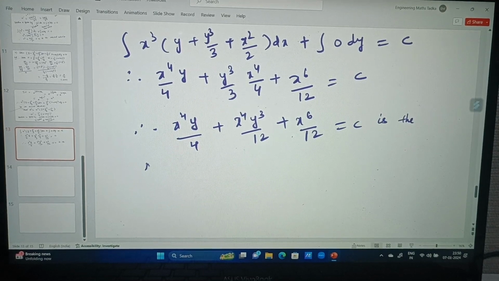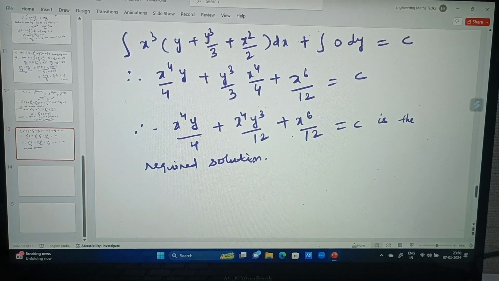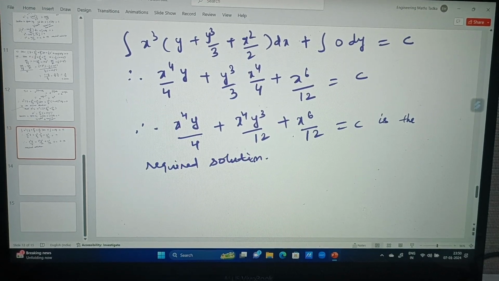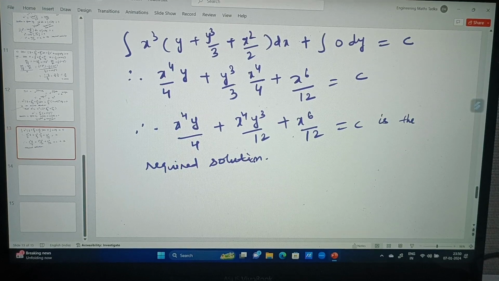Okay, so this is about rule 3, students. I hope the concept of rule 2 and rule 3 is very clear. In the next lecture, let us complete rule 4 and let us cover the topic linear equations. Okay, so that is what is for today.